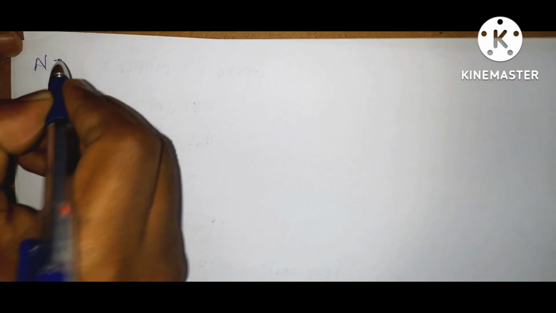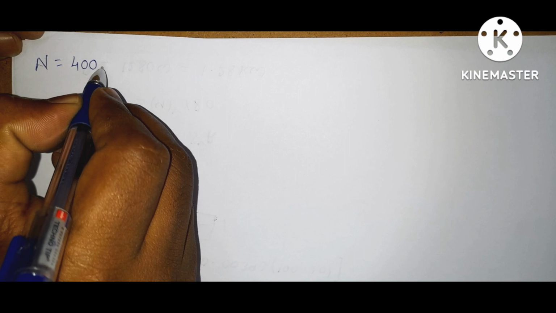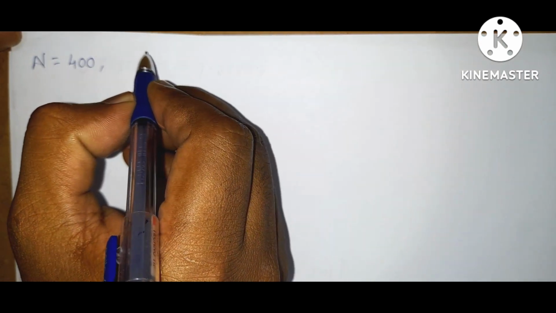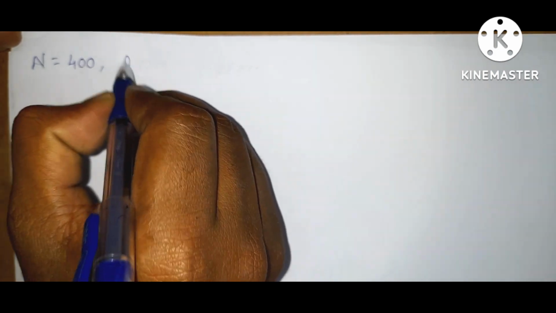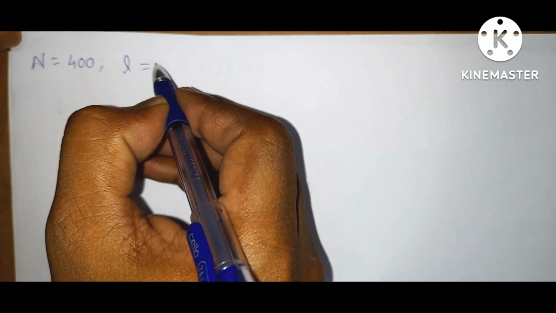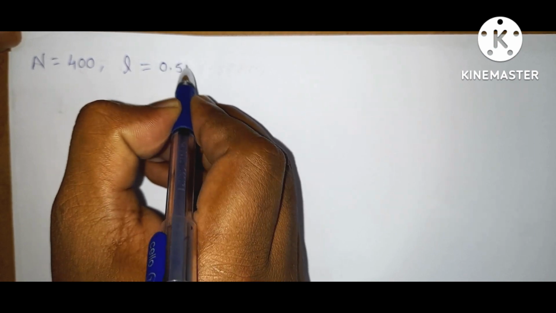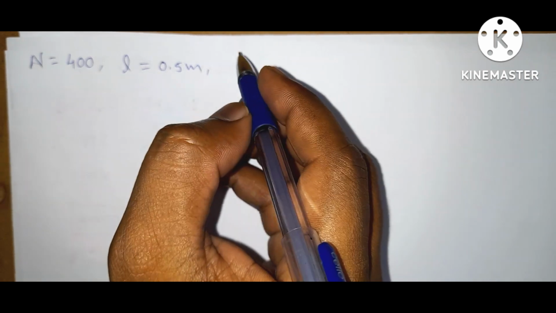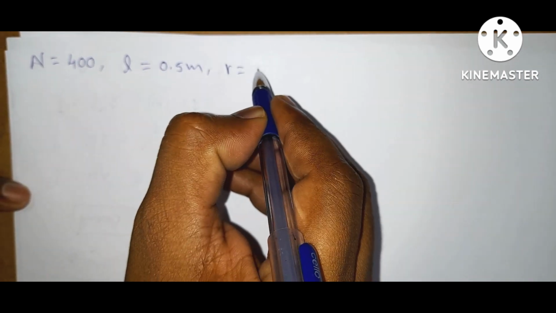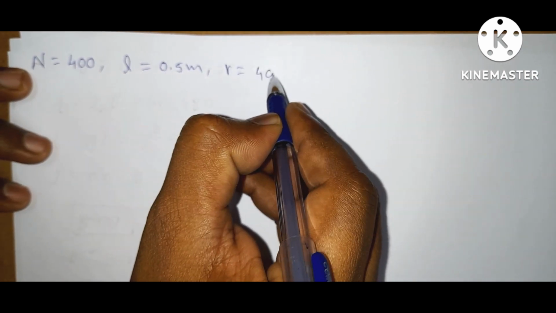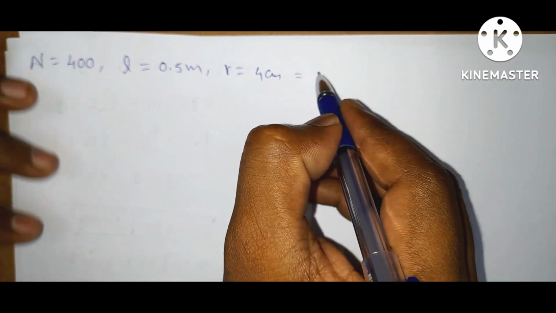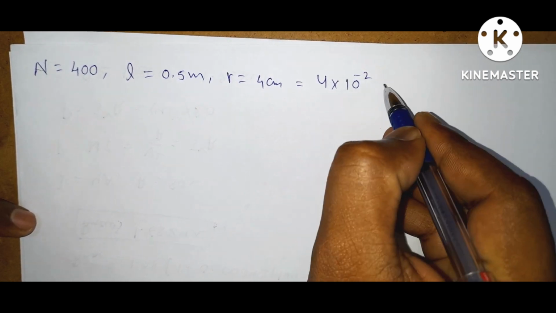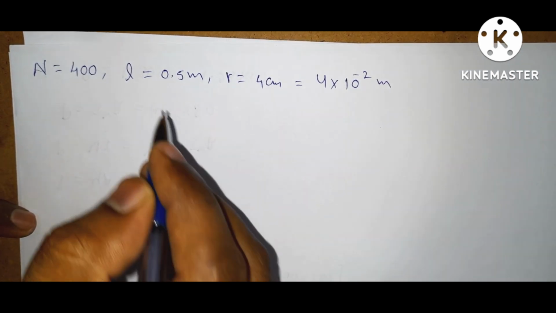So what are the given values? The number of turns is given, that is 400 turns, and the length and radius are given. So what is the length? Length is equal to 0.5 meters. Radius is given, r is equal to 4 centimeters. Convert this into meters: 4 into 10 power minus 2 meters.